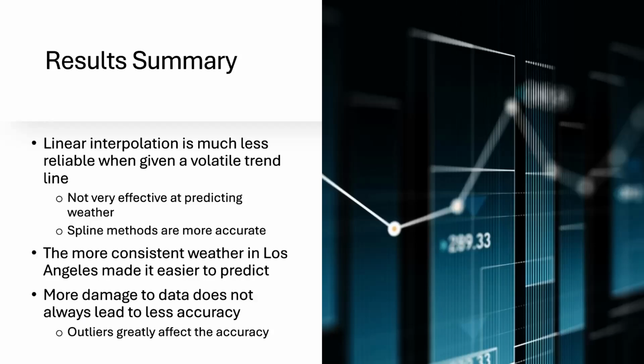Now, to summarize our results, we found that linear interpolation is much less reliable with a volatile data set, such as weather, and that the spline methods were much more accurate at interpolating these. We also found that Los Angeles's more consistent weather patterns made it easier to predict and interpolate, and that more damage to the data is not directly correlated to less accuracy due to the effect that the outliers have.